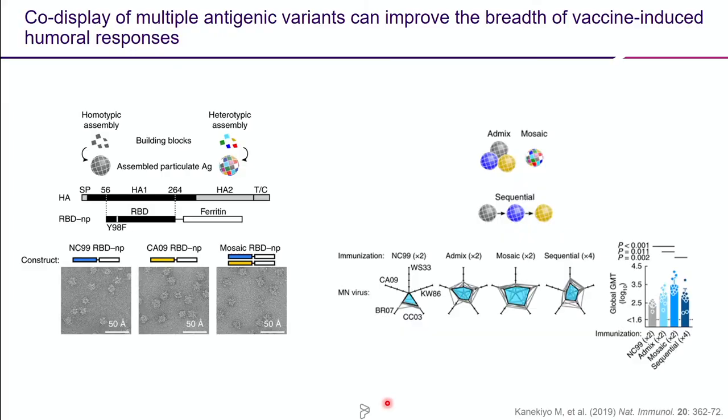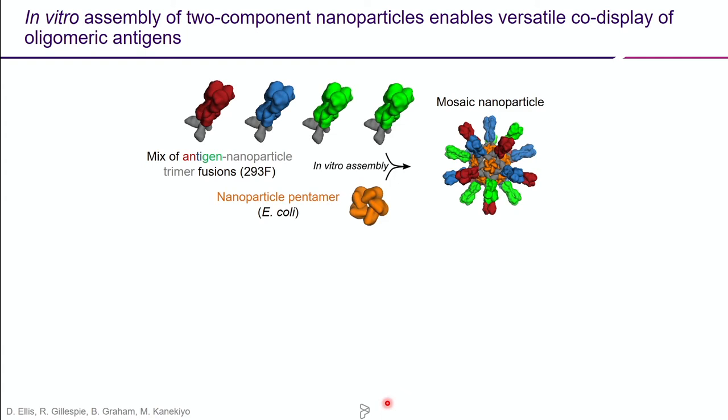This system was limited in that you can only display monomeric antigens on ferritin. You can't do oligomeric antigens like full-length hemagglutinin ectodomains. And there are a couple other limitations as well. So Barney and Masaru approached me and said, hey, we'd like to use your platform to co-display multiple hemagglutinins. And so that's what we've been doing with them over the last couple of years.